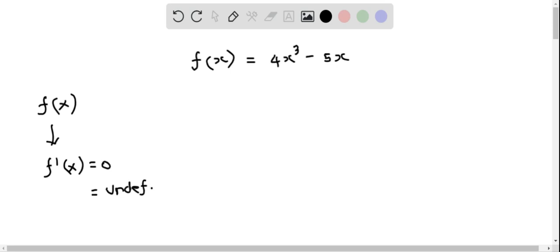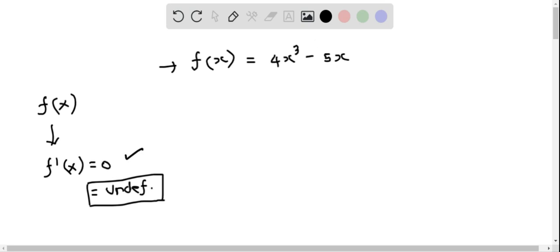For any function f of x, the critical points occur when the first derivative equals 0 or when it is undefined. So we look at this function. This function is a polynomial function in x, so it is defined everywhere, which means its derivative will also be defined everywhere. So there is no point in x where its derivative is going to be undefined. So we will not consider this condition. We will utilize only this condition to evaluate the critical points.